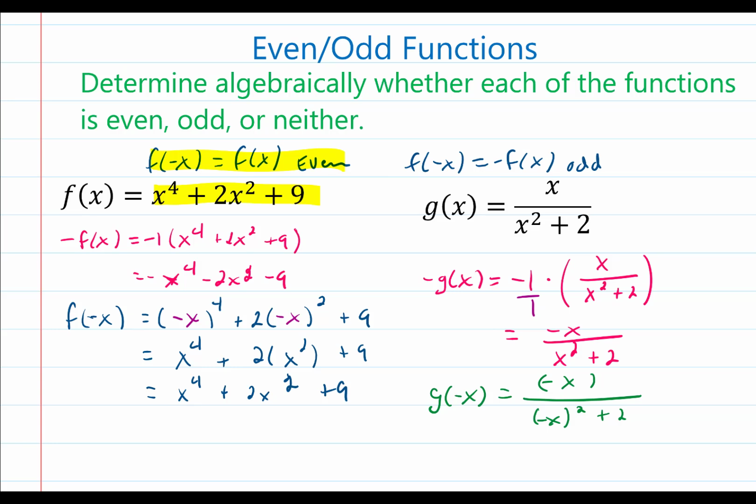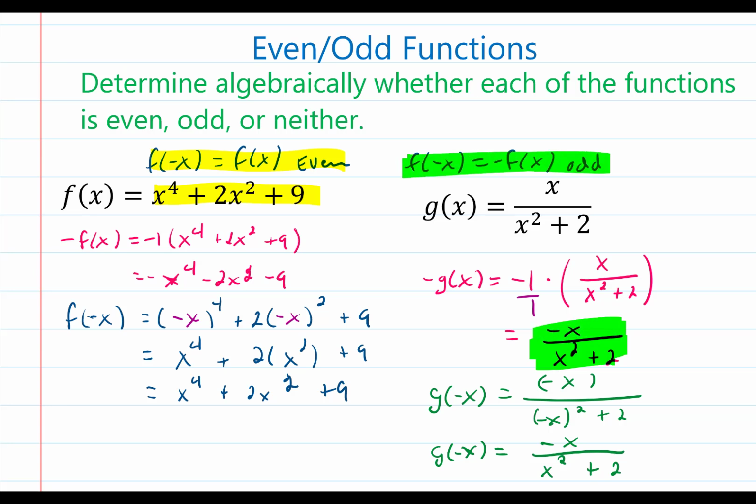Well, negative x in the numerator doesn't change, so we have g of negative x is equal to just negative x in the numerator, and then negative x quantity squared is positive x squared, as we saw in the last problem, and we drop down the plus 2. So this does not match the original function x over x squared plus 2, but it does match the opposite, so negative g of x. And because it does match the opposite, this function is considered odd.